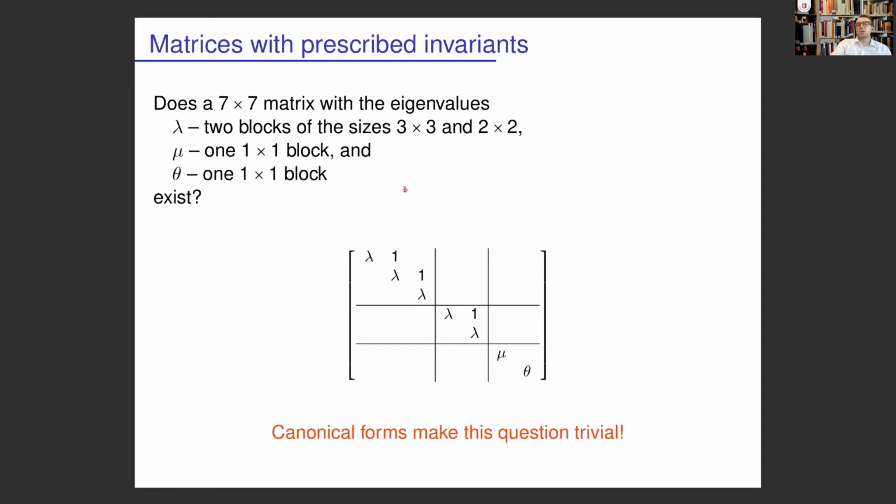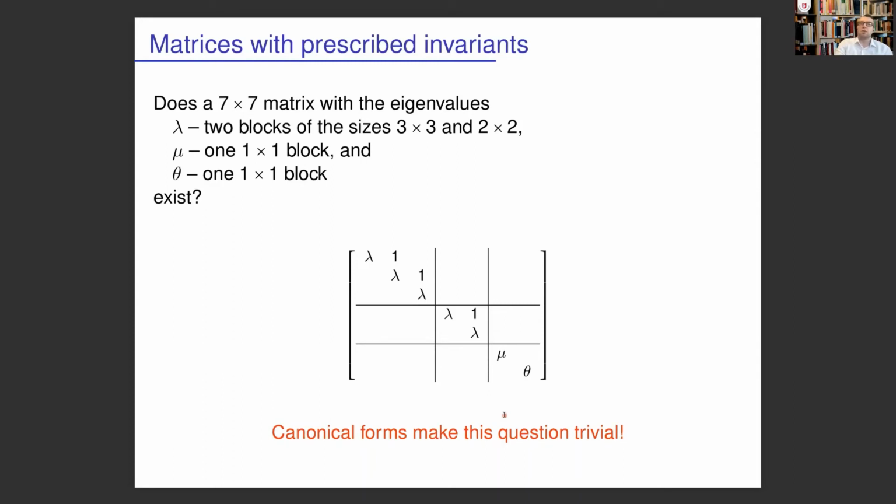for matrix pencils didn't exist at all, as well as for matrices. Let's consider this example for the matrices. Does a 7 by 7 matrix with particular eigenvalues and eigenstructures exist? Well, as long as we have one eigenvalue and the sizes of the blocks corresponding to it, and the other eigenvalue and the sizes of the blocks, etc., the only thing we need to check is that the sizes of the blocks add up to the dimension of the matrix. Then we can immediately construct the direct sum and have the matrix. So the canonical form makes it trivial to answer these questions. The same holds for the matrix pencils. But as I said, for the matrix polynomials, we no longer have canonical forms.